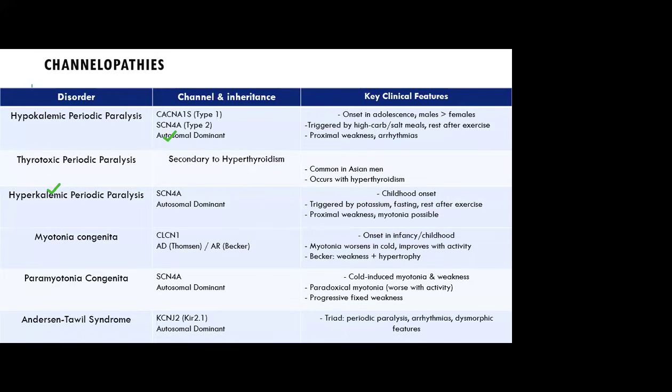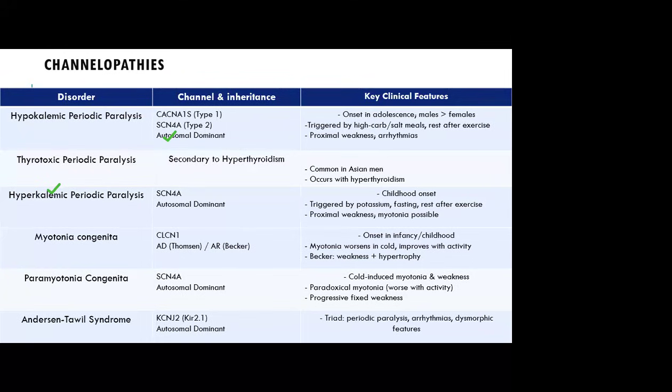The key clinical features: the onset is in adolescence. Males are usually affected more than females, and it is triggered by a high carbohydrate diet or salty meals and rest after exercise. It usually has proximal weakness and arrhythmias. Thyrotoxic periodic paralysis usually does not have any genetic cause; it is secondary to hyperthyroidism, and it is common in Asian men and occurs with hyperthyroidism.